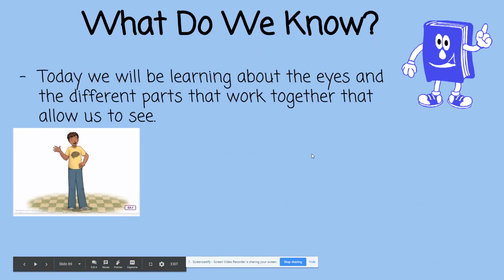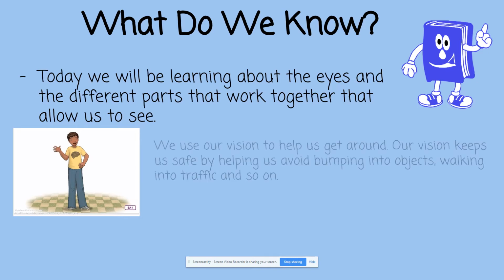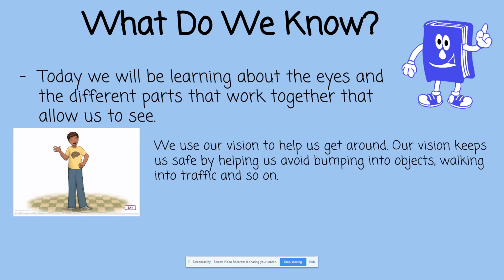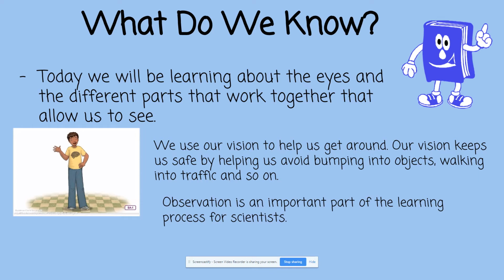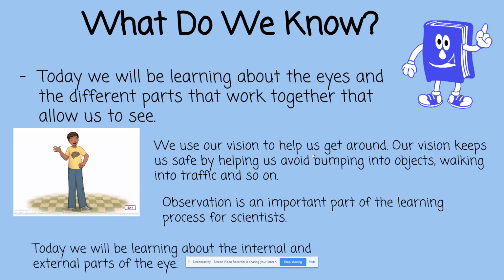Today we're going to be learning about the eyes and the different parts that work together that allow us to see. We use our vision to help us to get around. Our vision keeps us safe by helping us avoid bumping into objects, walking into traffic, and so on. Observation is an important part of the learning process for scientists. Today we're going to be learning about the internal and external parts of the eye.